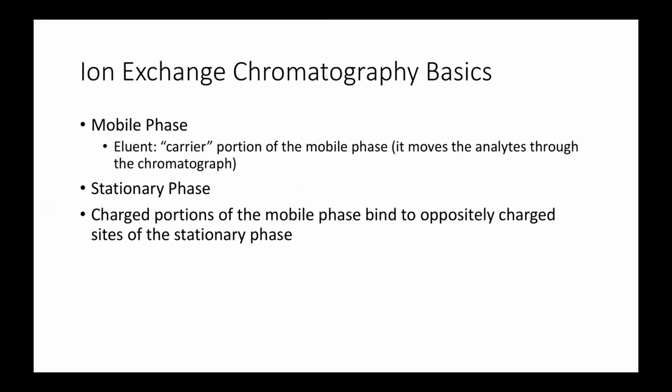And so some of the basics, just like the other types of chromatography that we learned, there's a mobile phase and a stationary phase. And part of the mobile phase includes the eluent. This is basically what you would consider to be the carrier of the analyte, what helps carry your molecule of interest through the chromatograph. I'll go more into the stationary phase later, but the basic principle of this type of chromatography is the charged ions in the mobile phase get attracted to oppositely charged ions that are present in the stationary phase.